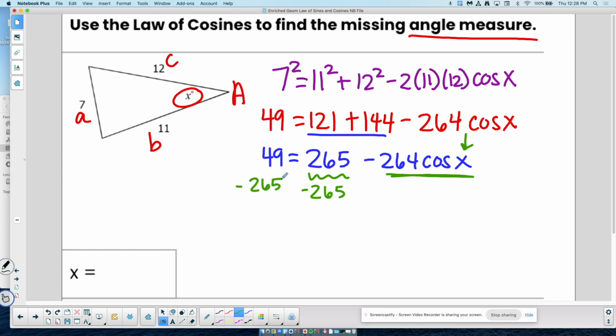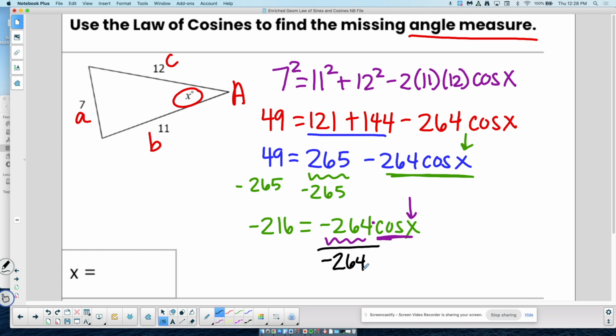So 49 minus 265 is negative 216, which is equal to negative 264 cosine of x. Again, think about what you're trying to accomplish. You want to get x alone. And x is attached to that cosine, so we have to get rid of this negative 264. If you remember, things that are next to each other like that are being multiplied. So how do you undo multiplying by negative 264? Well, we divide by negative 264. Sorry, 1 second, guys.